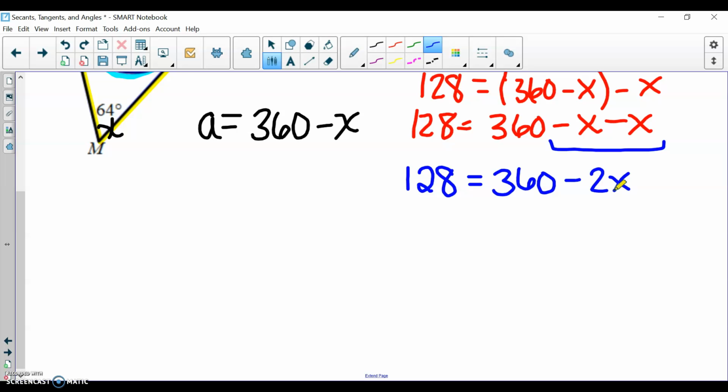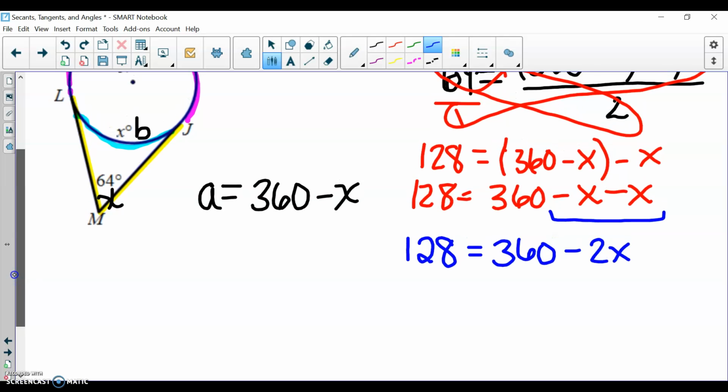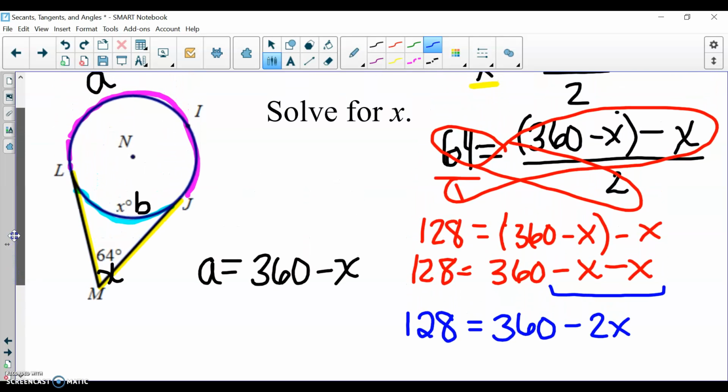The problem may ask you for specific measures. So remember, once you have your value of x, you're able to substitute that back in to any part of your diagram and then answer the question.